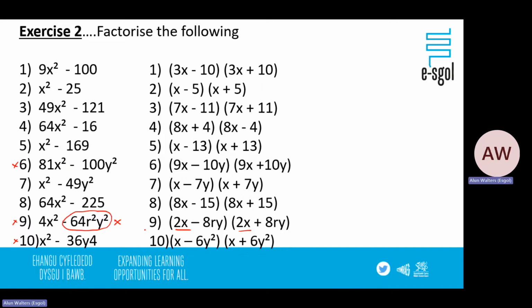To get 64r squared y squared, you would have a minus 8ry and a plus 8ry. When you multiply those out, you end up with a negative 64ry. Similar with this question, you'd have 36y to the power 4 by multiplying a minus 6y squared times a plus 6y squared. Okay, so it's just a little bit more thought involved. Okay, pause the screen if you wish. I'm going to move on.